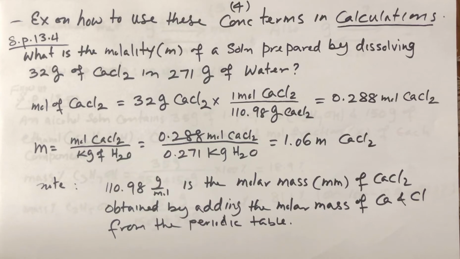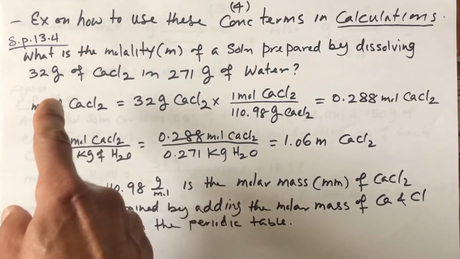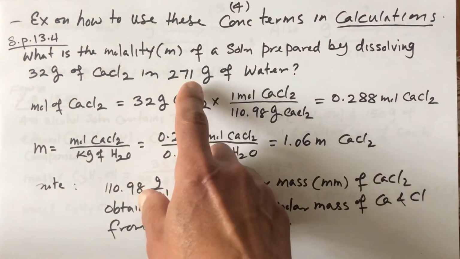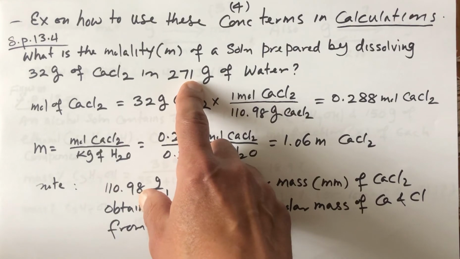The question is, what is the molality of a solution prepared by dissolving 32 grams of calcium chloride in 271 grams of water? If you want to calculate the molality, the two things that we need, according to the defining equation of molality, are the moles of solute, meaning here the moles of calcium chloride, and the kilograms of solvent, basically being water here. So we need to convert the 32 grams of calcium chloride to the moles of calcium chloride and 271 grams of water to kilograms of water.